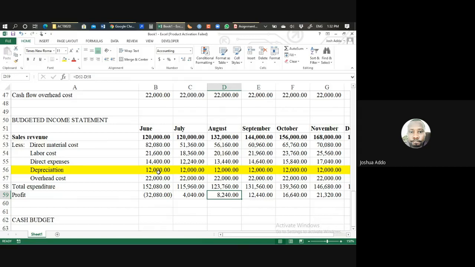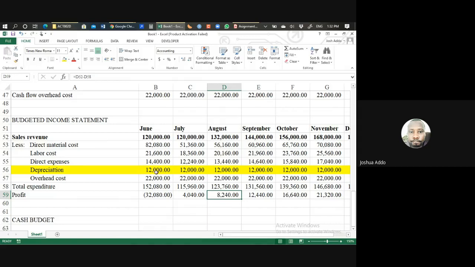That profit can be produced in such a way that it does not represent cash. So many companies have that experience. They show a lot of profit on the income statement, but they can't even pay their workers, because cash is different from profit. For example, this profit has this element of depreciation, but this is never any cash.